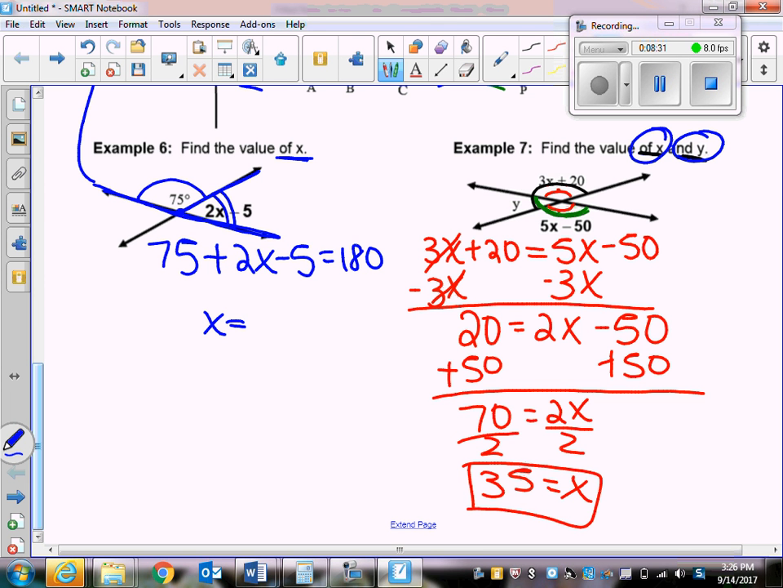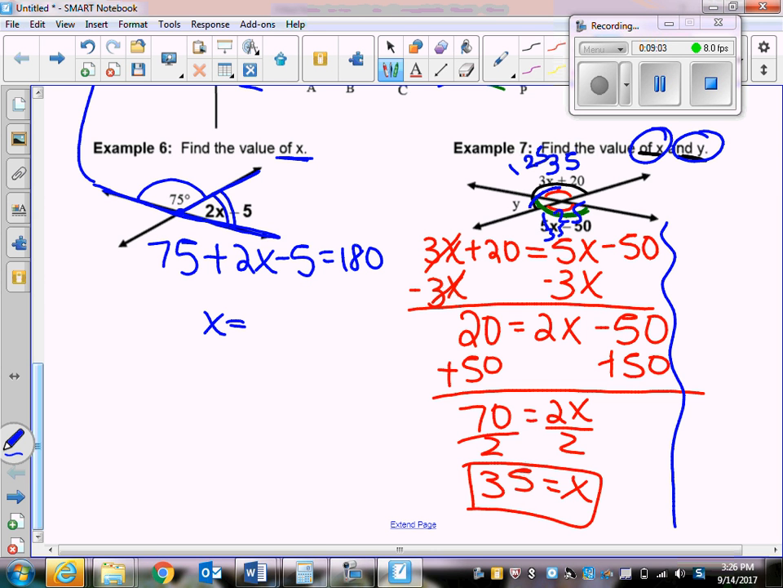So what I'm going to do is, since you have both of the verticals congruent, you have an option. How about you plug in 35 here or 35 here? It doesn't matter where you plug it in. But 3 times 35 plus 20 gives you 125, I believe. Yeah, I think that's what I got. 125. Now I can solve for my y. So this is 125, this is 125.